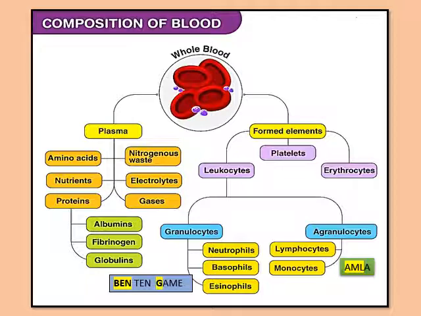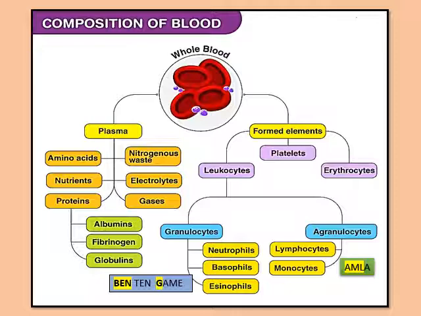Blood is mainly composed of plasma and form elements. Form elements constitute the solid portion of the blood, while plasma makes the liquid portion of the blood. Plasma contains amino acids, nutrients, proteins like albumins, fibrinogen, globulins, electrolytes, as well as waste products to be discarded or discharged, like nitrogenous waste products and toxic gases. Form elements consist of platelets, leukocytes or white blood corpuscles, and erythrocytes or red blood corpuscles.